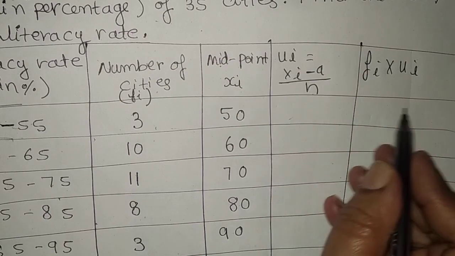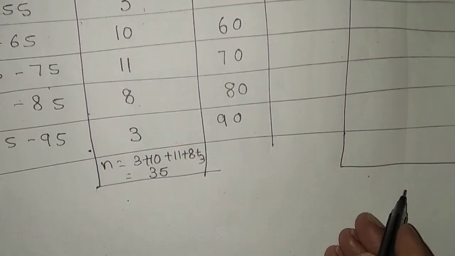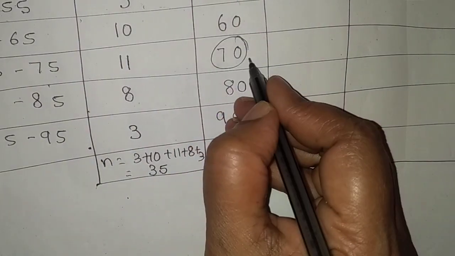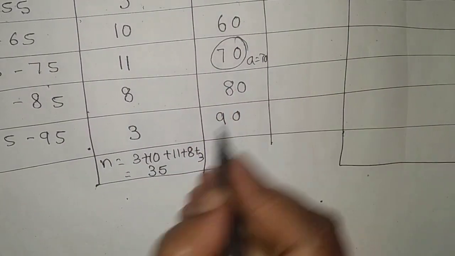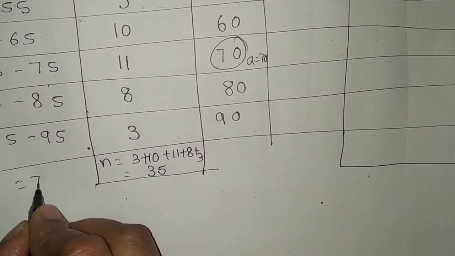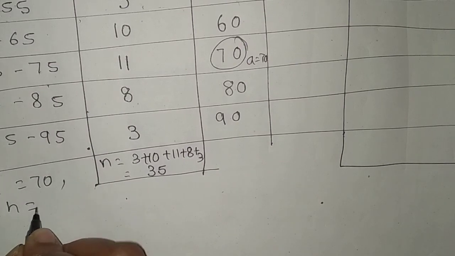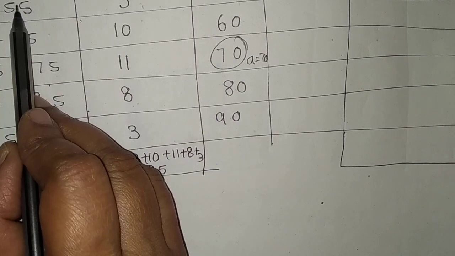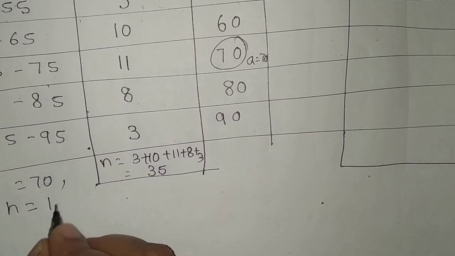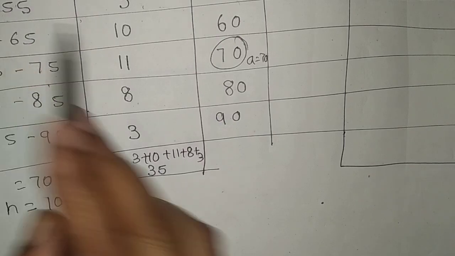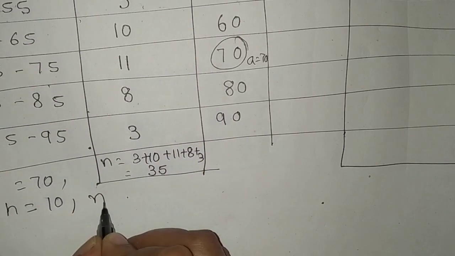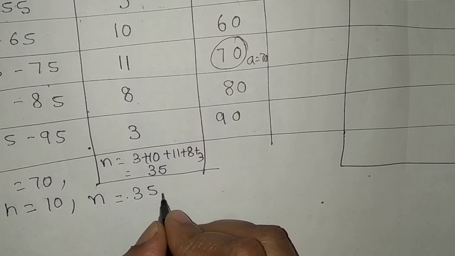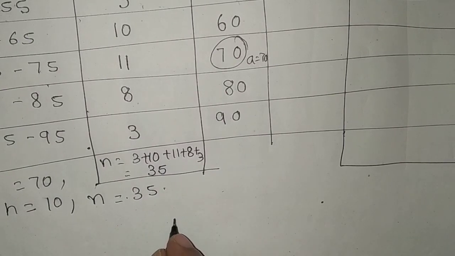Next, this one we have, so a is the midpoint of midpoints, this will be a is equal to 70. So a is equal to 70, then h is equal to, what is the range here? 10. That is 55 minus 45, 10 is the range. N is 35.